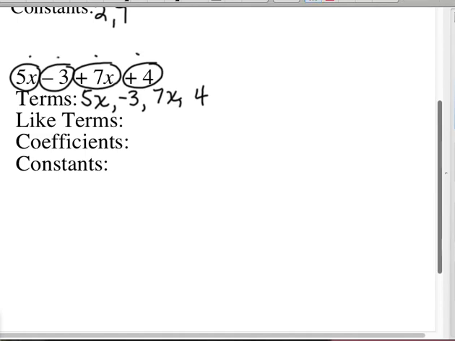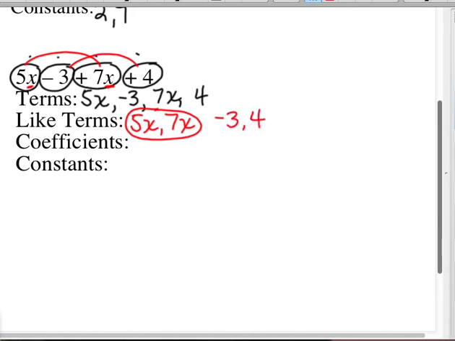Which ones belong together? Who are my like terms? Let's see. I see I've got a 5x. Not with the negative 3. Yes, with this guy, the 7x. Those guys go together. So 5x and 7x, they are like terms. They have the exact same letter of the alphabet. Now, what have I got? I have a negative 3. He has no variable. And a positive 4. He has no variable. Those guys belong together because they have no variable.